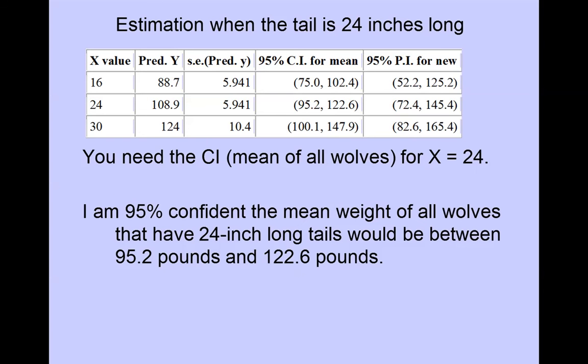Okay, in this case 24 inches is okay to do the estimate. So now what I need is the CI, because I'm estimating the mean for all wolves which have an X value, a tail length of 24. So I'm on the line in the middle of this chart where the X value is 24, and I want the CI. So that's the 95.2 to 122.6. So I would say I am 95% confident that the mean weight of all wolves that have 24-inch long tails would be between 95.2 pounds and 122.6 pounds.